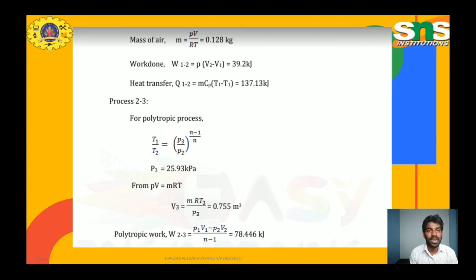The next one is the polytropic work done, in process 2 to 3. W2 to 3 is equal to (P1 V1 minus P2 V2) by (n minus 1). Substituting all these values, we get the polytropic work as 78.446 kilojoule. So up to now we have found the mass, the work done and heat transfer in process 1 to 2, the work done in process 2 to 3, and the volume of the exit section, that is V3.